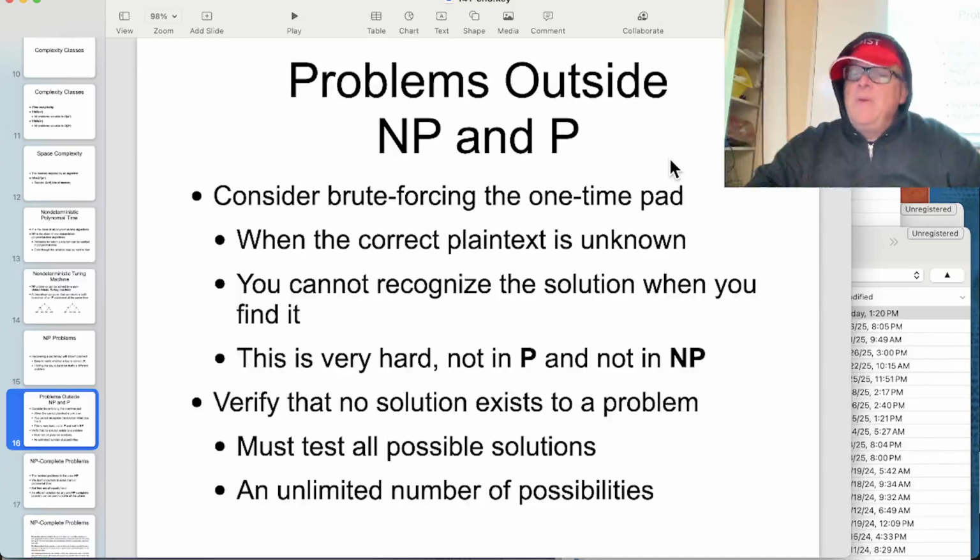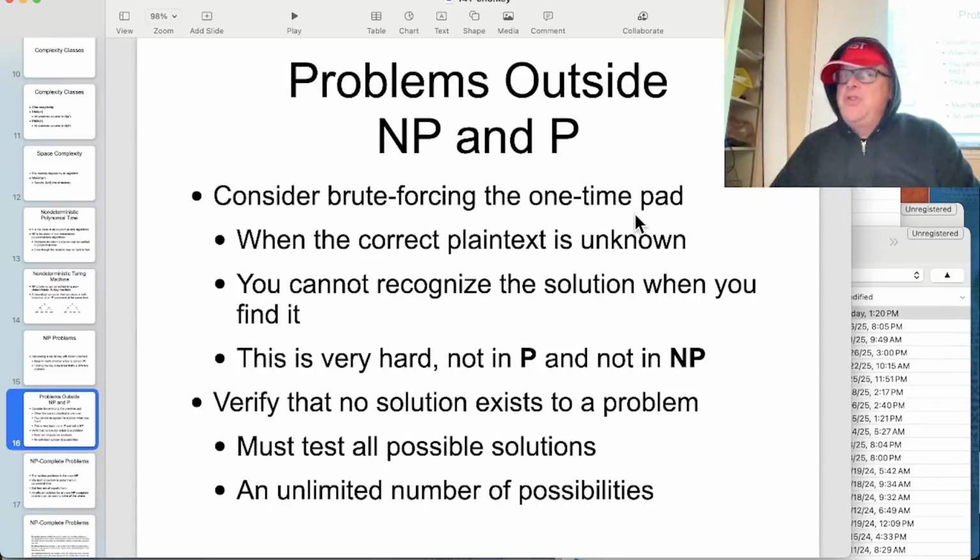Now, here's one that's outside NP. If you brute force the one-time pad, remember the one-time pad, you have a series of random letters. Each letter is encrypted with a different key letter, and the key letters are random. So if you try all possible keys, you will generate all possible series of letters. And a whole bunch of them will be readable messages. You'll get all possible readable messages with that many letters, so you don't know which one is the message. Even if you do a brute force attack trying every possible key, you still can't solve the problem because you don't know which one of those messages is right.